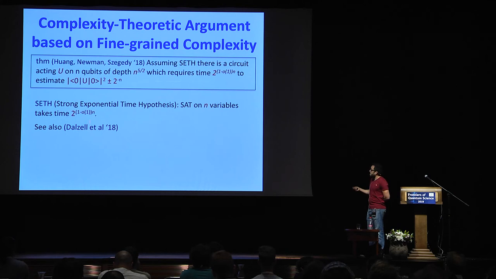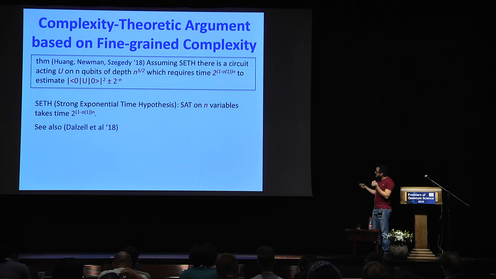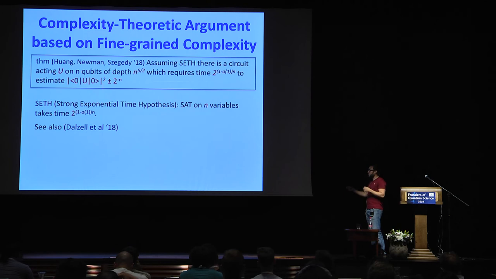It's a strong assumption, which says that SAT problems, you have 3-SAT that we already introduced, where each clause involves three variables. You can have 4-SAT, where each clause involves four variables, and so on. The conjecture is that k-SAT, when k grows, on n variables really takes exponential time in n. You have to go over all possible configurations. For 3-SAT you can do something better, for 4-SAT you can do something better, but when k grows it starts approaching 2 to the n, and we are going to assume this.